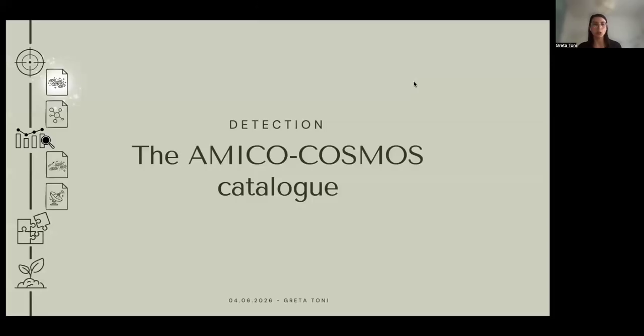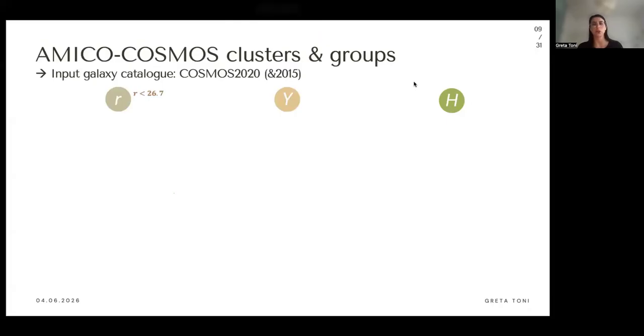Okay, so now that we have the tools to understand how we detect groups and clusters with Amico and how to apply it to a field like Cosmos, we can finally see what the first catalog that we have worked on turned out to be. The Amico Cosmos catalog was the first application of Amico to the Cosmos field, in particular to the release Cosmos 2020, with a small integration from the previous release 2015, up to a redshift of 2, and down to, just for reference, around 3 magnitudes deeper than the previous application to KiDS.